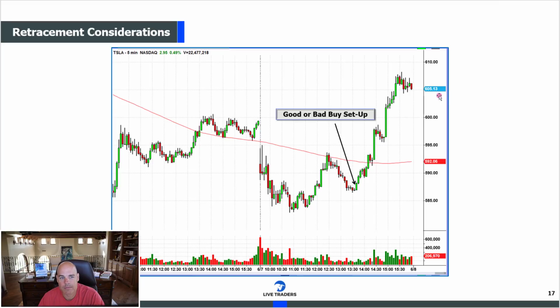All right. Now, what about this? Good or bad buy setup? What do you guys think? Good or bad buy setup on Tesla? Take a look at it. Give it some thought. Again, I should probably hide the future.